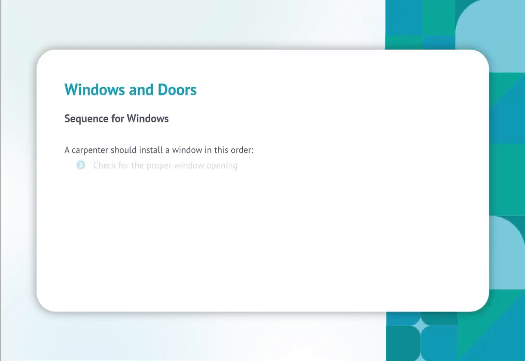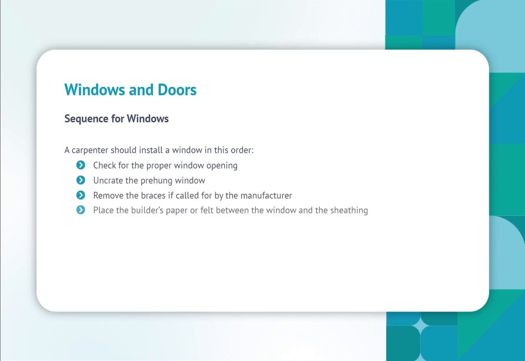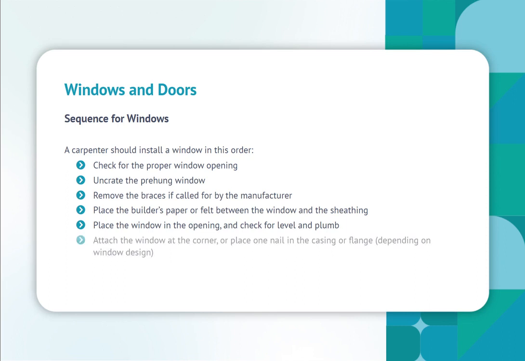Sequence for windows. A carpenter should install a window in this order. Check for the proper window opening. Uncrate the pre-hung window. Remove the braces if called for by the manufacturer. Place the builder's paper or felt between the window and the sheathing. Place the window in the opening, and check for level and plumb. Attach the window at the corner, or place one nail in the casing or flange, depending on window design. Check for proper operation of the window. Secure the window in its opening.